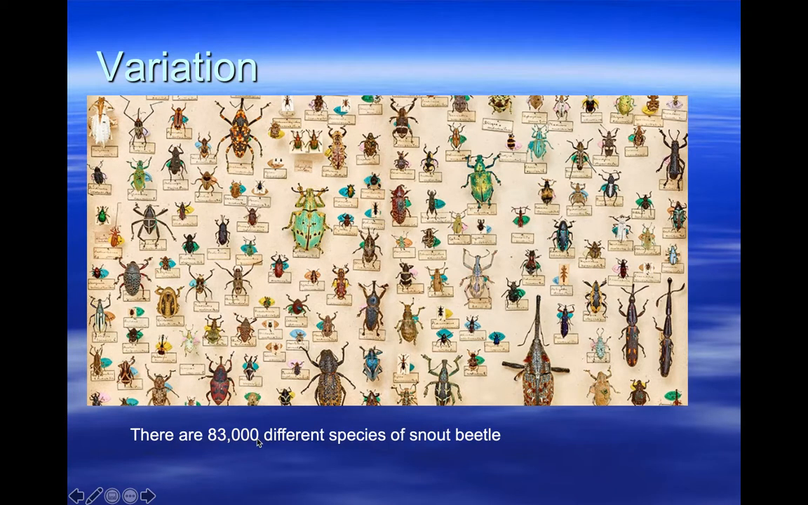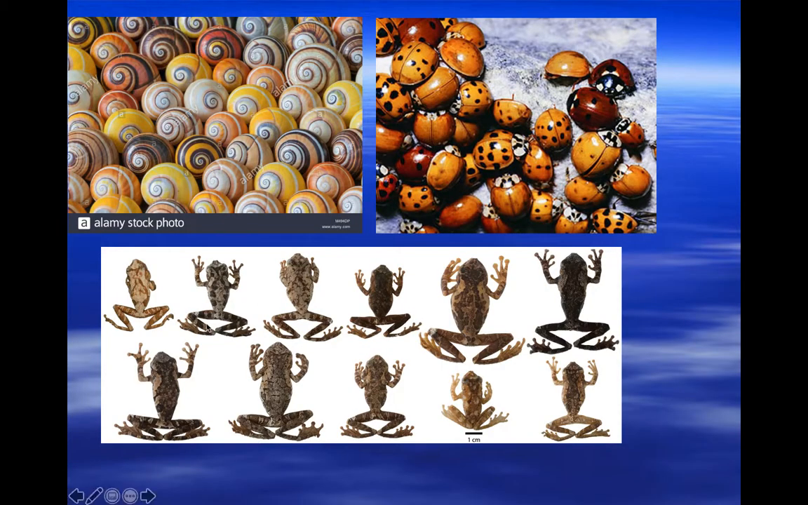Just to show you an example of variation in the beetle population, there are 83,000 different species of just the snout beetle. This is one particular type of beetle. So lots of variation in this population. You can see variation in shell color and beetle shell pattern, and frog camouflage pattern. So all organisms show variation, at least those produced through sexual reproduction.